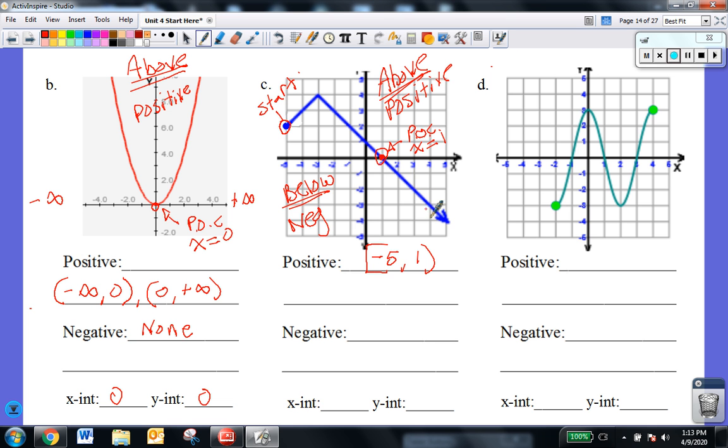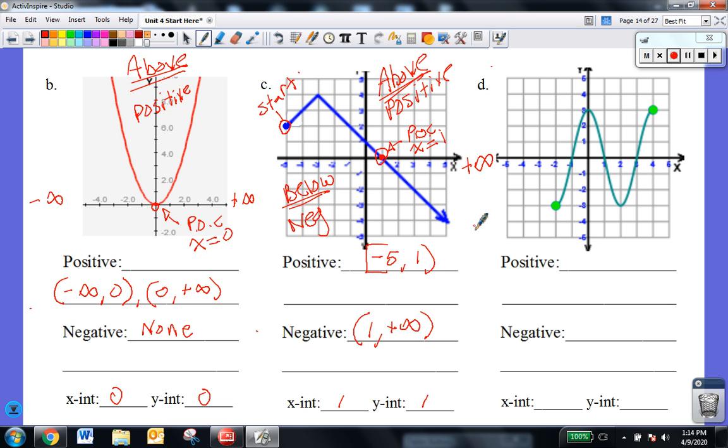Then it goes down into the negative. So this is below, and this is negative. All this area right here is negative, and it goes all the way to positive infinity. It has an arrow that shows that it keeps on going to the right. So it's negative from 1 to positive infinity. Positive infinity is not included, and the point of change is also not included, so both get round brackets. It looks like we have an x-intercept at 1, and a y-intercept also at 1. Those are our only intercepts.